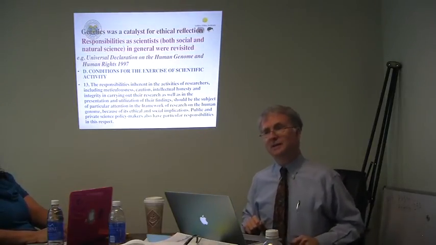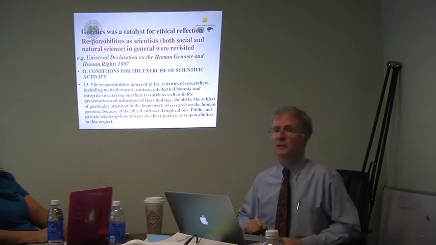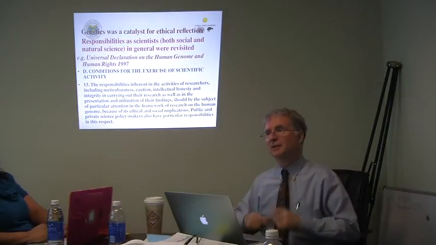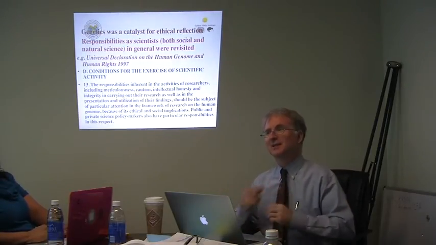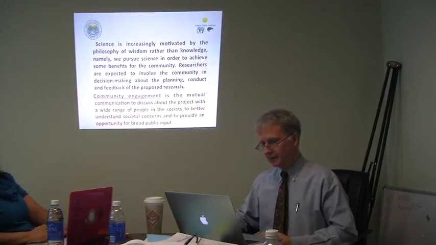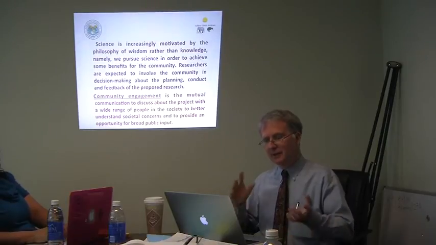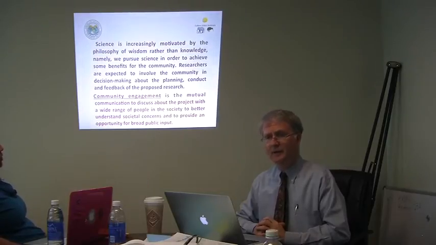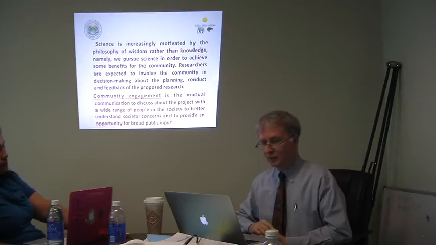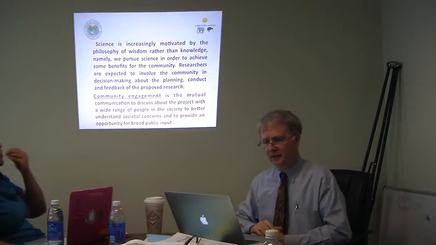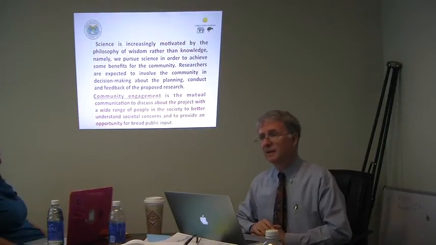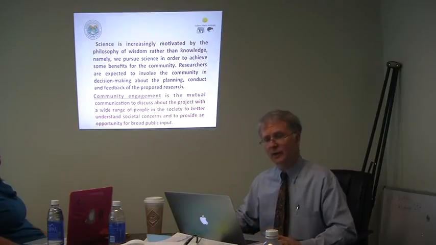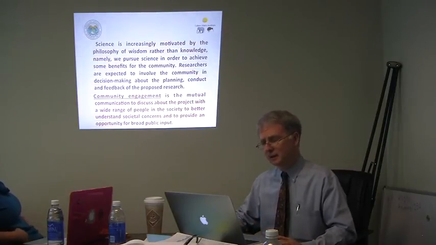So thousands, in fact tens of thousands of people have had their complete human genome sequenced now. You can get the information. To analyze it actually will cost much more than the actual sequencing. Now, meticulousness was important for science, but now what's science? Well, science is increasingly motivated by the philosophy of wisdom rather than the philosophy of knowledge. Namely, we pursue science in order to achieve some benefits for our community. Researchers are expected to involve the community in decision-making about the planning, conduct, and feedback of a proposed research. And community engagement is the mutual communication to discuss about the project with a wide range of people in the society to better understand societal concerns and provide an opportunity for broad public input.